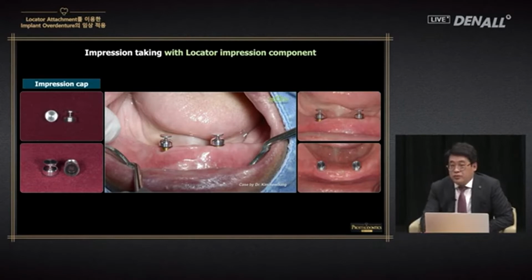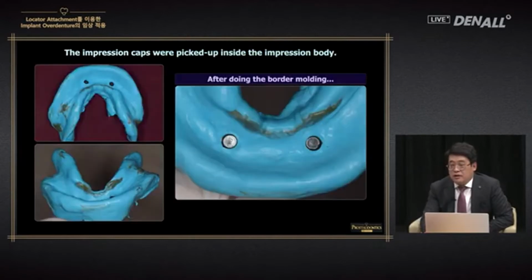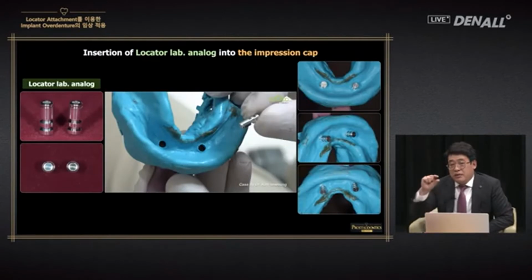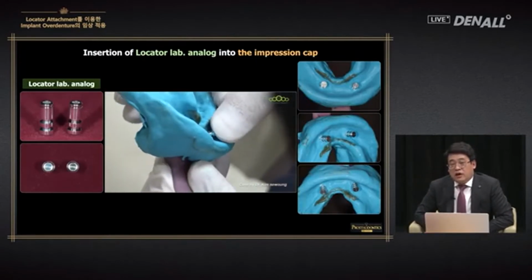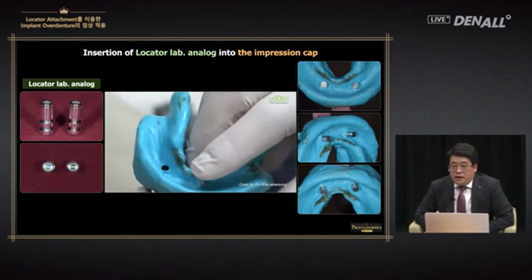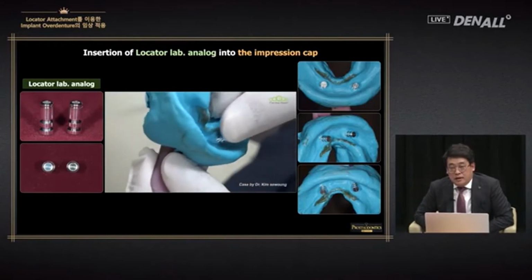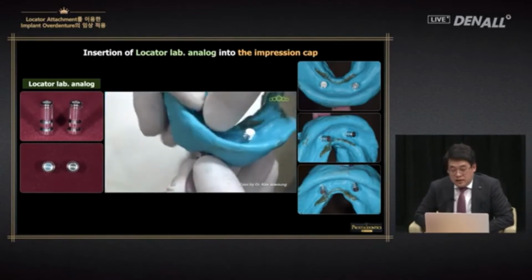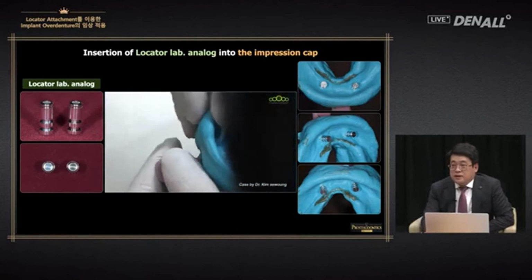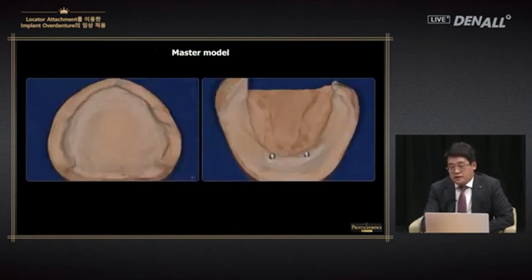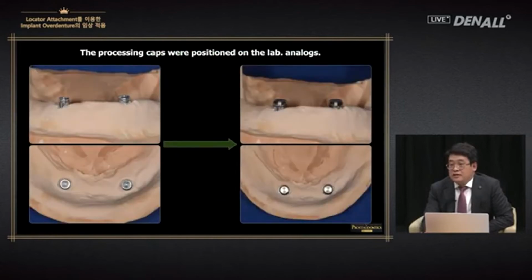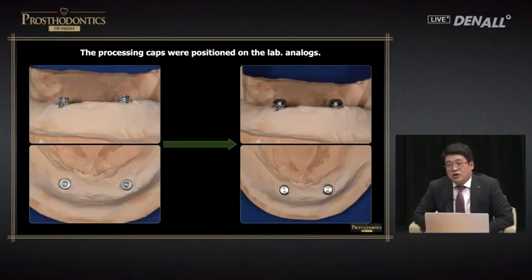When you take the impression, coping pickup is going to be done. It's the same for the superior part of the locator, and you put the analog within the impression material like this. Once you fabricate the master model, it's going to be like this, right? And then you connect the processing cap on the analog model and work on your denture.